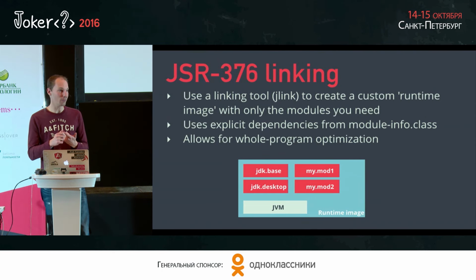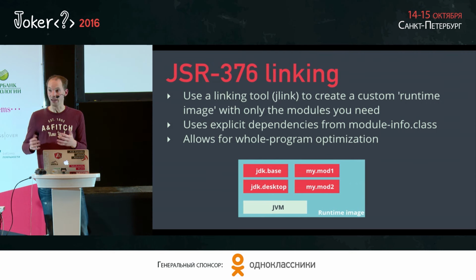And all this explicit information can be used to create a so-called custom runtime image. A custom runtime image is like a JRE, but only containing those modules that are necessary for your application. So it will contain just a subset of the platform modules from the JDK that your application needs, together with your application modules. And it will bundle a JVM.